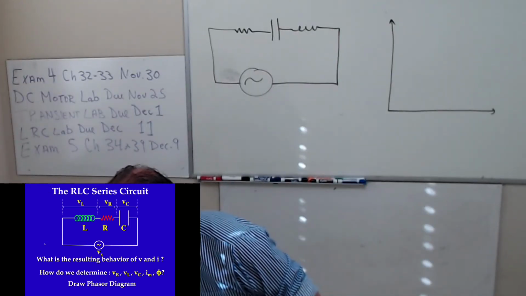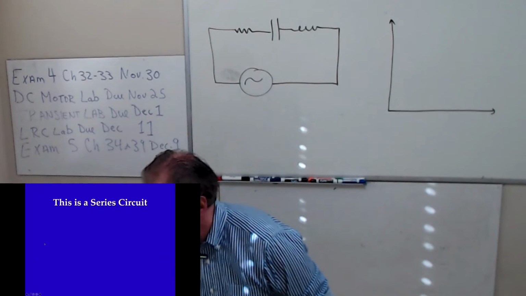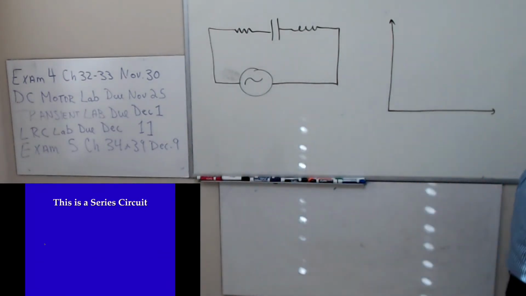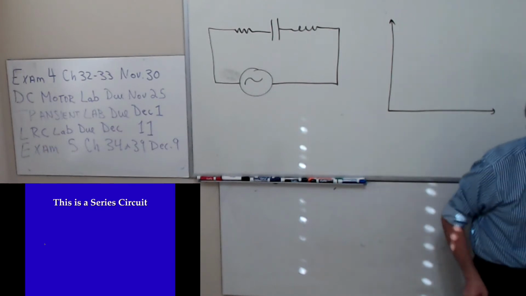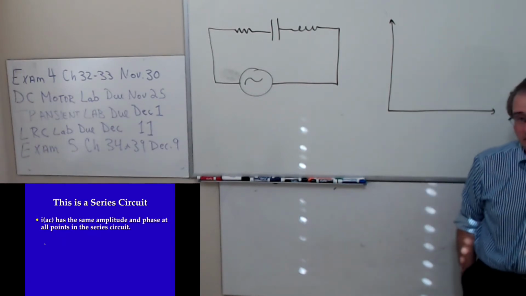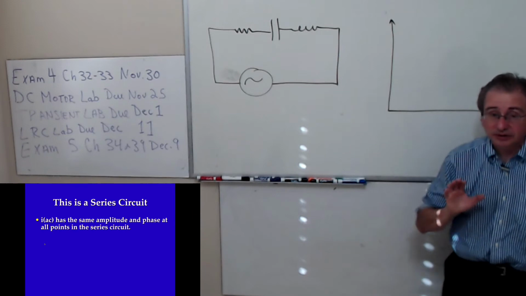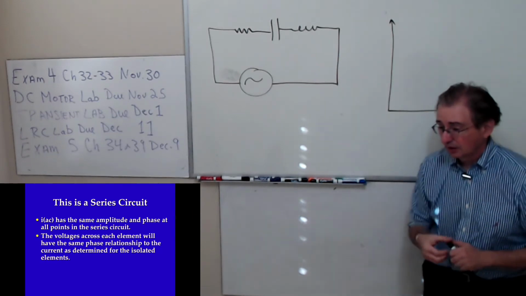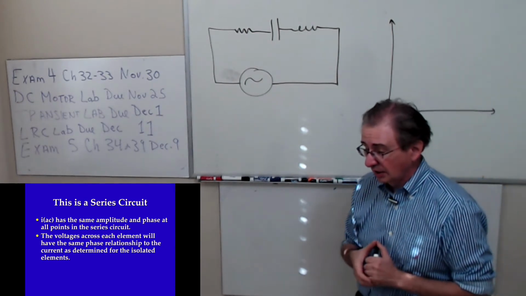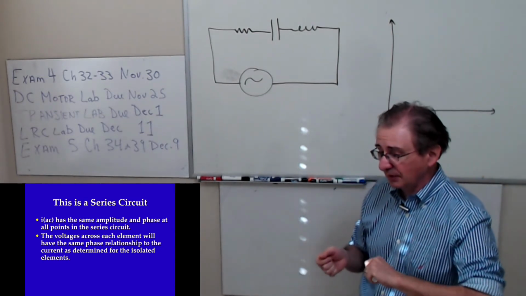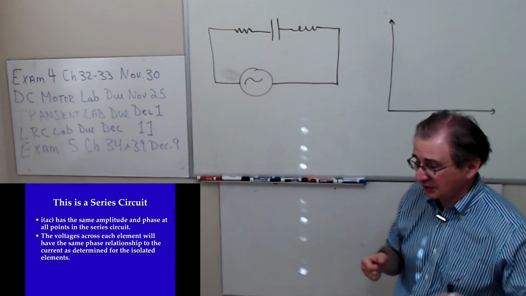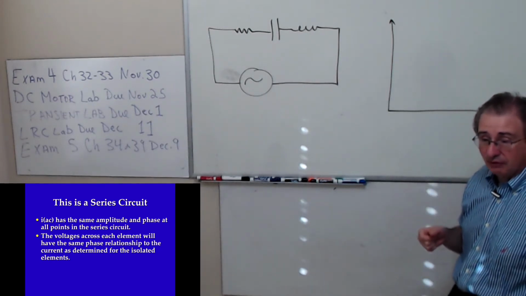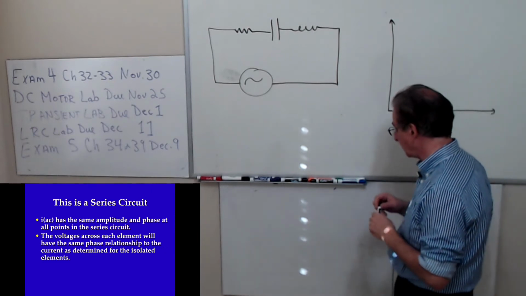The one thing to notice is that the current across each one of these elements is going to be the same. All of them have the same current through them because they're all in series. And the voltages across each element will have the same phase relationship to the current like we saw before.